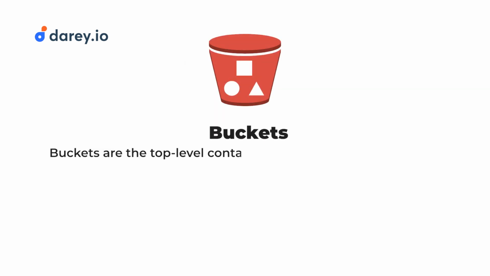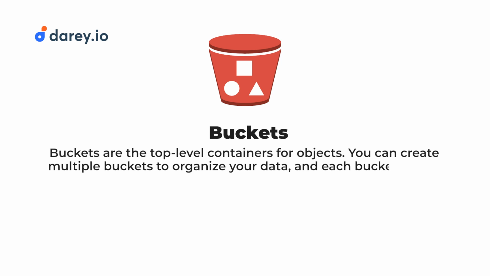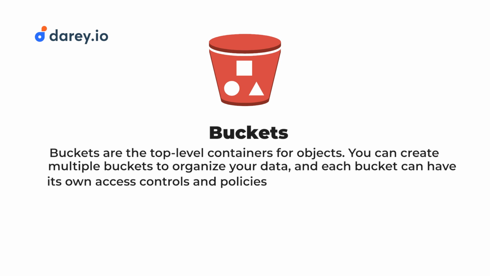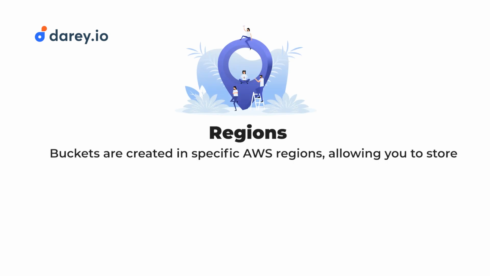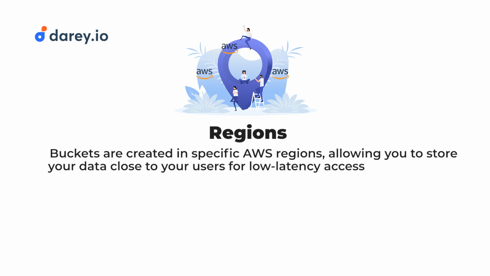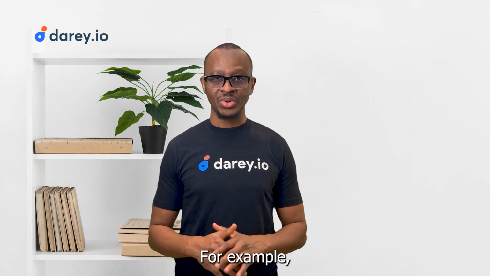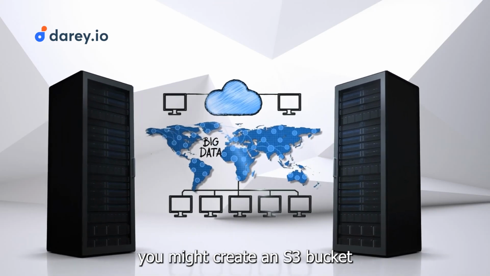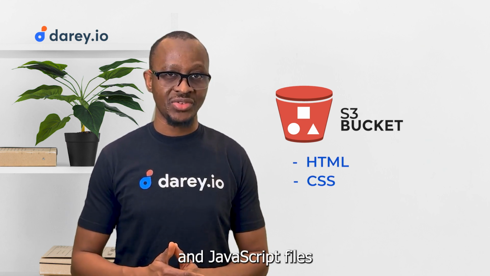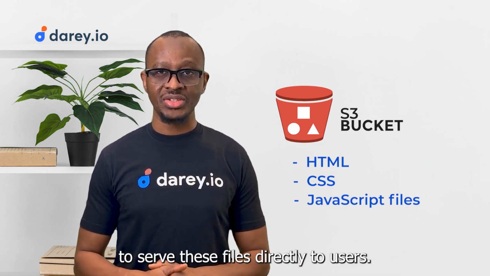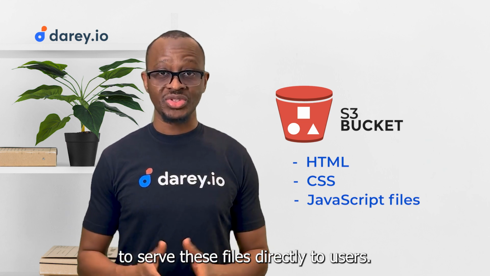Buckets. Buckets are the top-level containers for objects. You can create multiple buckets to organize your data, and each bucket can have its own access controls and policies. Regions. Buckets are created in specific AWS regions, allowing you to store your data close to your users for low-latency access. For example, if you're hosting a website, you might create an S3 bucket to store your HTML, CSS, and JavaScript files, and configure the bucket to serve these files directly to users.